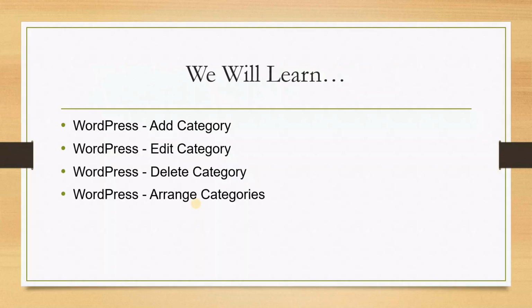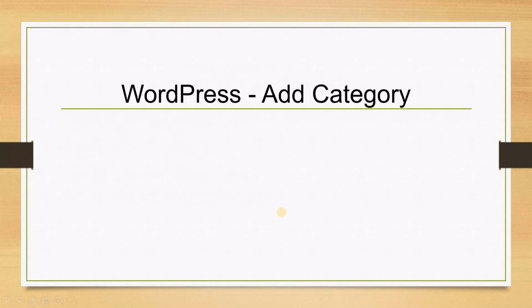Now in this particular session, we are going to discuss how to add a category. Suppose you want to change a particular category, then how to do that, then how to delete a particular category. If you want to arrange the categories, like you want to change the sequence of categories, then how to do that. So we will discuss all this in this session. First of all, how to add a category.